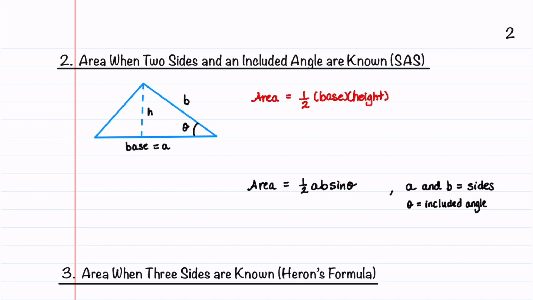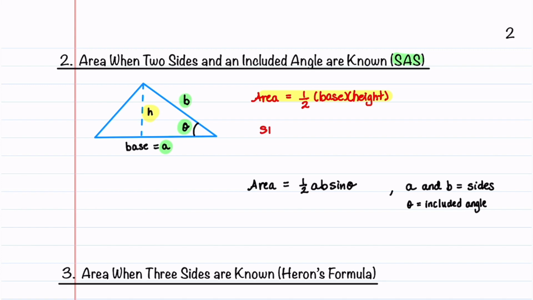We can also compute the area of a triangle when we know 2 sides and an included angle of the triangle. Our 2 sides are A and B, and theta is our included angle. We'll start with the formula that our area is equal to 1/2 the base times the height. The base is A, which we know, but the height we do not know. Since we don't know the height, we need to write it in terms of our known quantities, A, B, and our included angle theta.